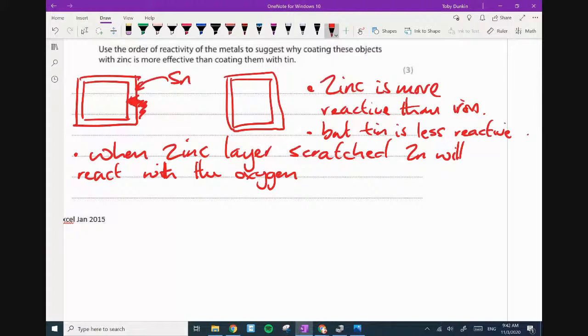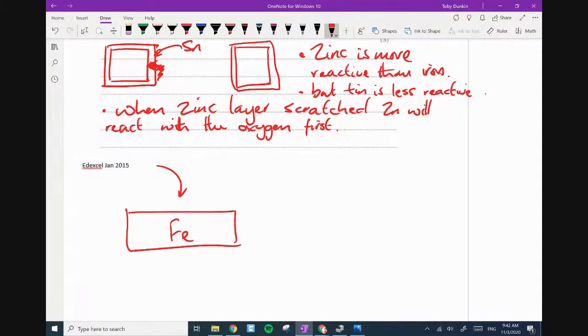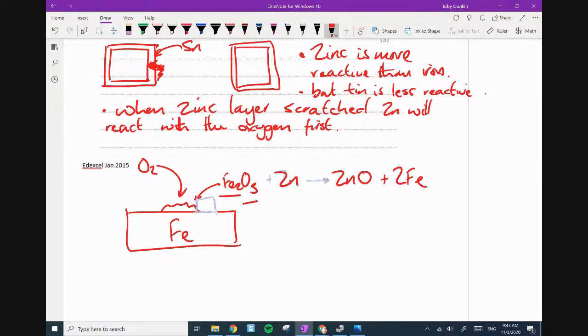The ore. When the zinc layer is scratched, zinc will react with oxygen first. By the way, it's actually more than that. In reality, here's what happens. If I have a piece of iron metal, the iron will react with O2 to form patches of rust, Fe2O3. But if zinc is nearby, the zinc will react with the iron oxide to form zinc oxide and iron metal. Balance the equation: 2 irons, 3 oxygens, 3 zincs. I think that works out.